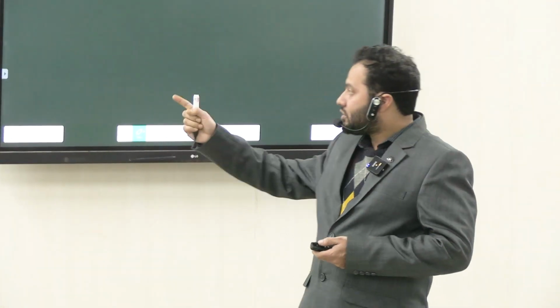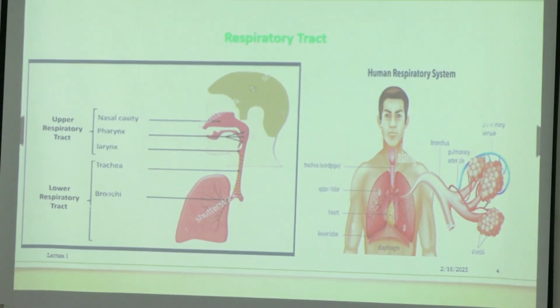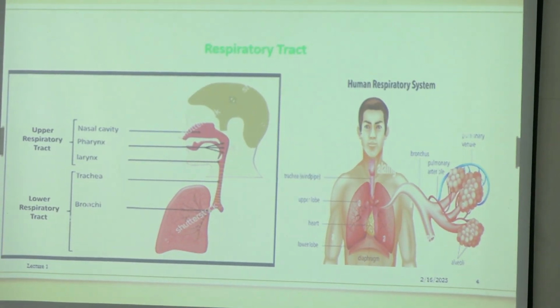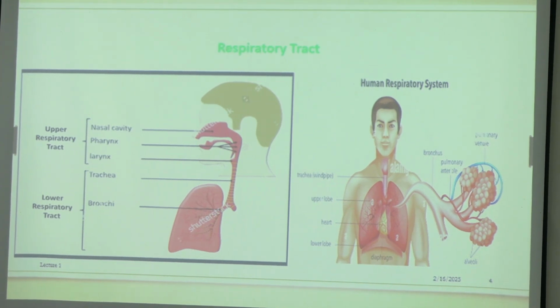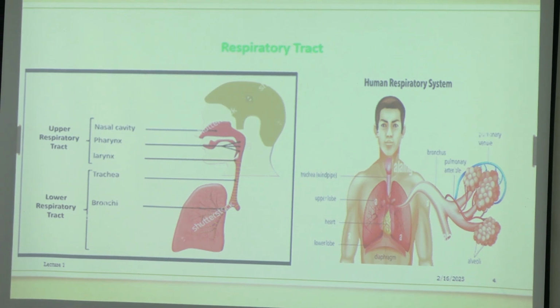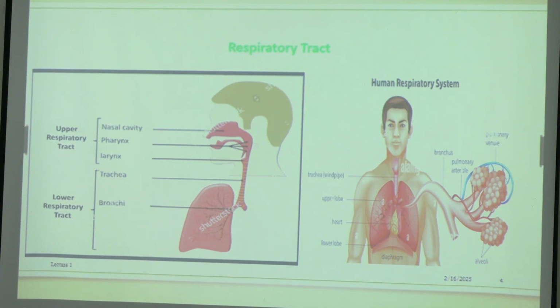It means if you see the structures, not all the parts are directly involved with the gaseous exchange. Some parts, mainly the upper respiratory tract, are mainly involved with the conduction of air, and the lower respiratory tract is also involved with the conduction of air, but there is a special part, mainly the alveoli, which is present in the terminal bronchioles or respiratory bronchioles, that is mainly involved with the gaseous exchange. Upper portions are involved with the conduction of air only, right?